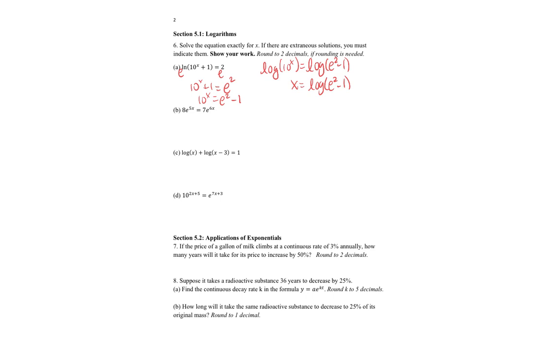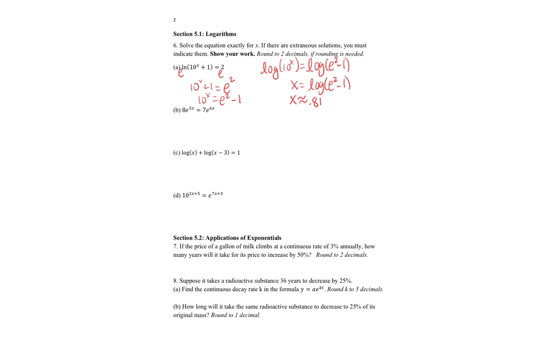And then it says rounded to 2 decimals, but I think we're supposed to show an exact value. So that's kind of confusing to me. Does it want both? Round to 2 decimals if rounding is needed. Okay, I guess I'll just do both. So in my calculator, I can type in log of e squared minus 1, and my calculator is giving me 0.81 as my rounded answer.